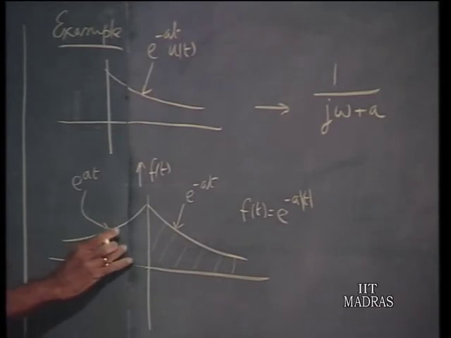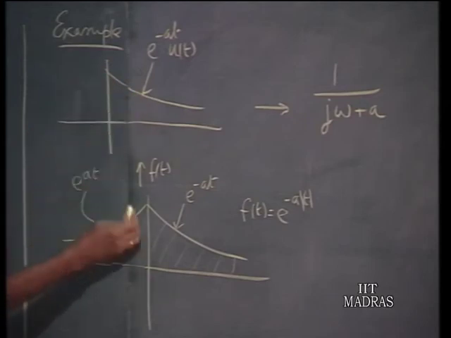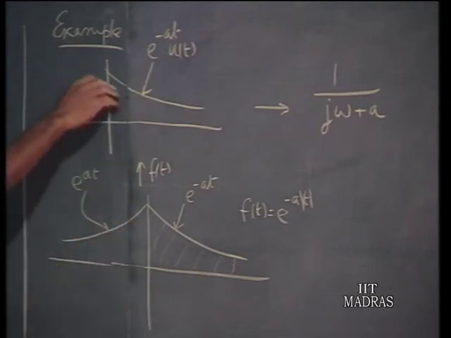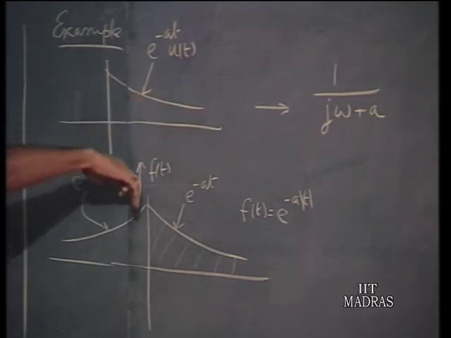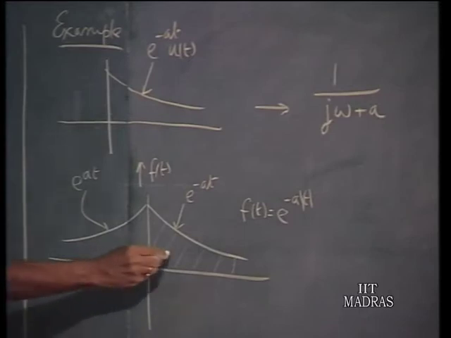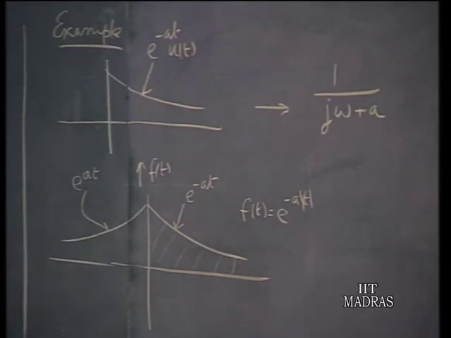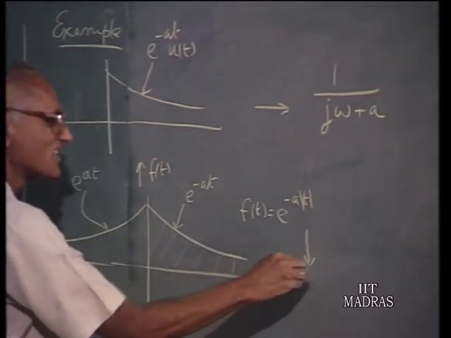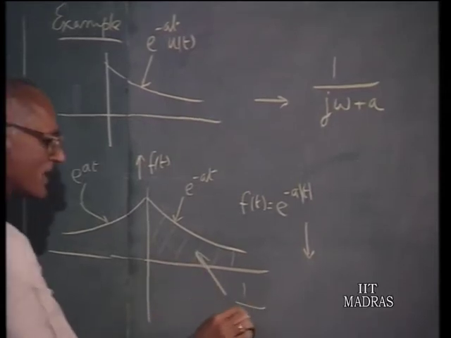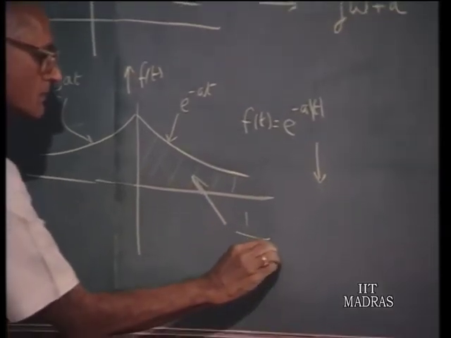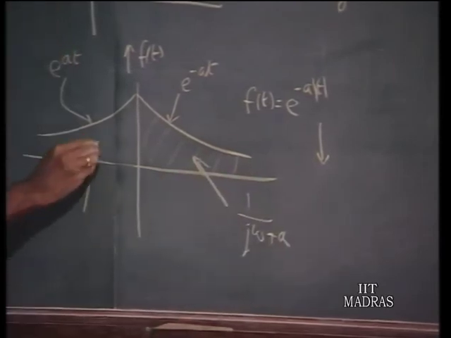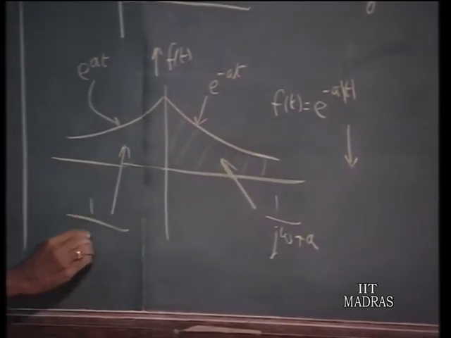And what is this time function, how is it related to this? If this is f of t, this is f of minus t. The whole sequence of events that take place in the positive time axis will now be taking place in the negative time axis in the same order. Therefore, the Fourier transform of this, if it is F of j omega, the Fourier transform of this is F of minus j omega. And after all, what we have here is this new f of t is the summation of these two curves. Therefore, we can say the Fourier transform of this is 1 over j omega plus a, and the Fourier transform of this portion is 1 over minus j omega plus a.